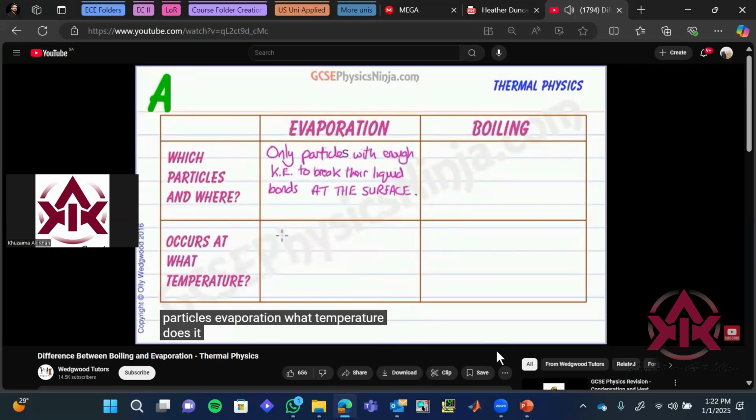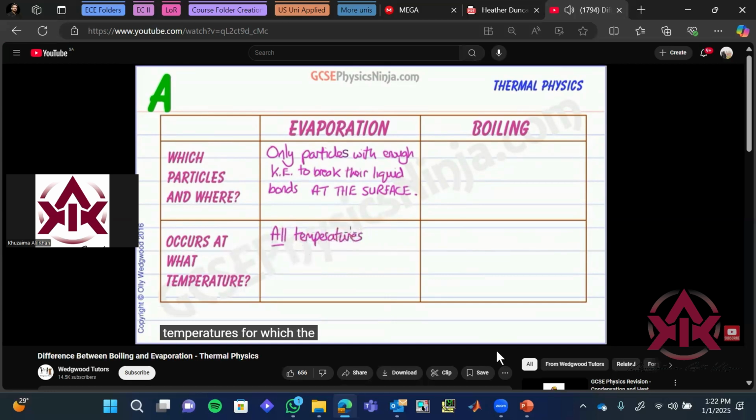Evaporation. At what temperature does it occur? It occurs at all temperatures for which the liquid remains a liquid and doesn't freeze or boil, so all the liquid temperatures. And we can say that that has a cooling effect, as particles escape, carrying away kinetic energy.